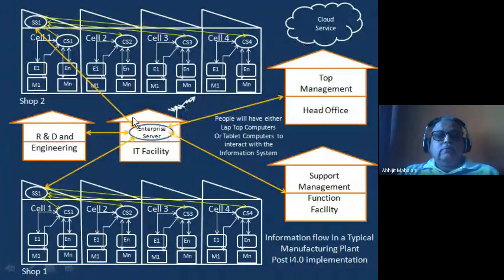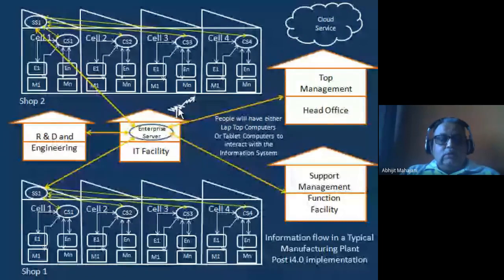The problem with cloud is that latency is one area, security is another area. So it's recommended that most of the communication that takes place should be through wire, and that becomes much safer.